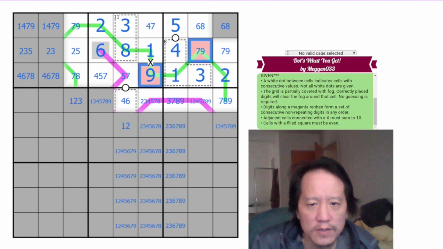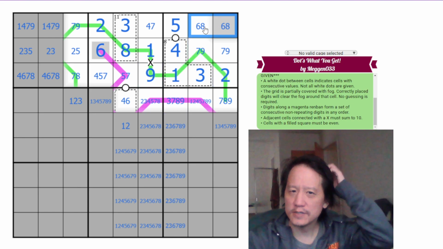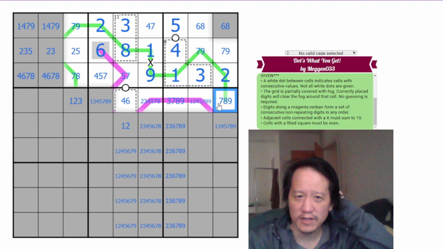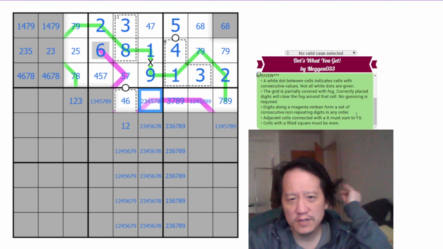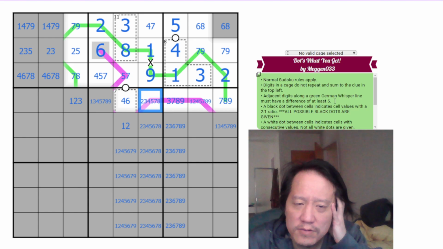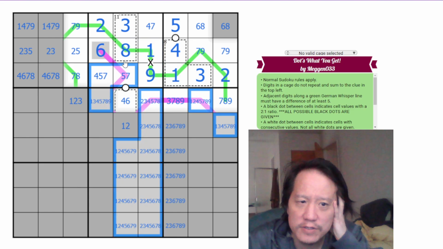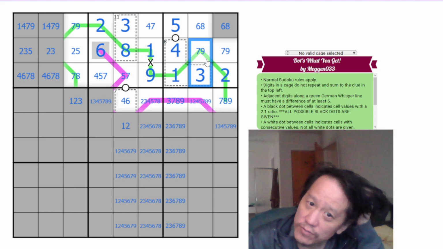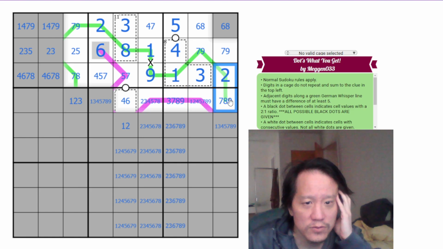Okay. 6 and 8 is fine. This can't be 6. This could be 7, 8, and 9. That's fine. Huh, I'm kind of stuck actually here. What am I stuck on? Okay, 1, 8, we already did that 2 to 1 ratio. 6, we did those 2 to 1 ratios. 3, 2, 1, 1, 3, 2.